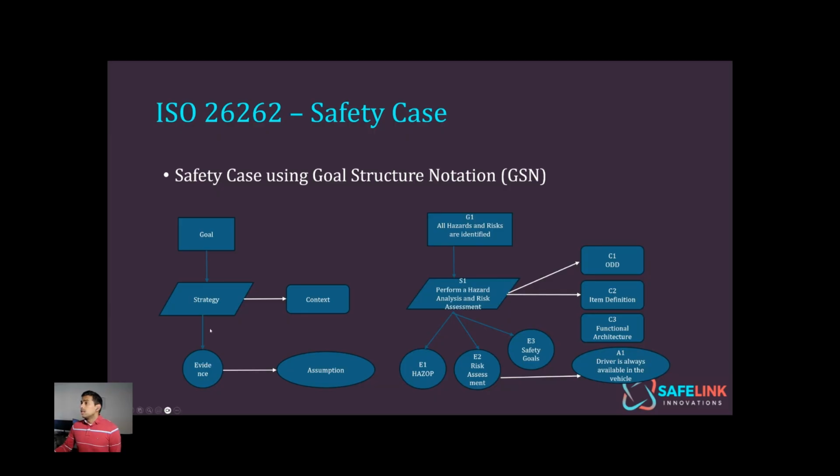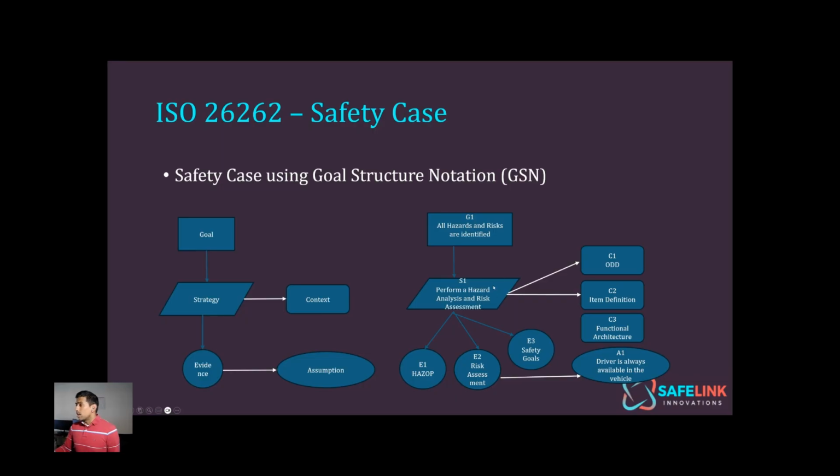So the goal is that all hazards and risks are identified. The strategy is to perform a risk assessment. Another strategy over here could also be to perform some vehicle simulations, or it could be to perform vehicle tests. The evidence is the hazard analysis, which is used to identify hazards, the risk assessment, which is used to identify what the ASIL and the safety goals are, and finally the safety goals themselves.